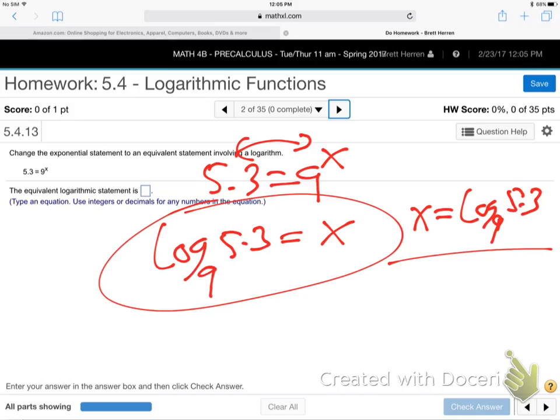Good on that? That makes sense? When you gain a log or lose one, we haven't done that yet, but we've gained. Base stays base, other two switch. All right.